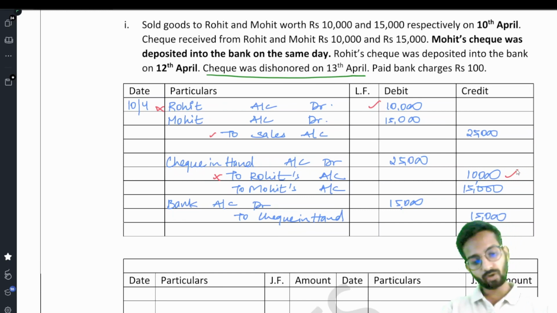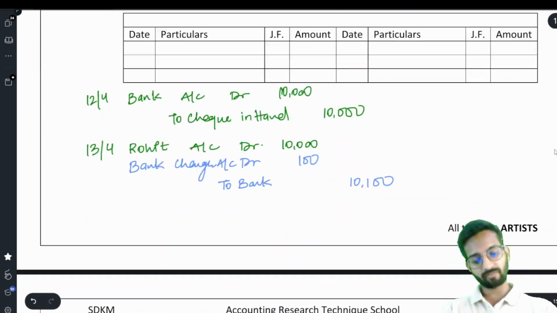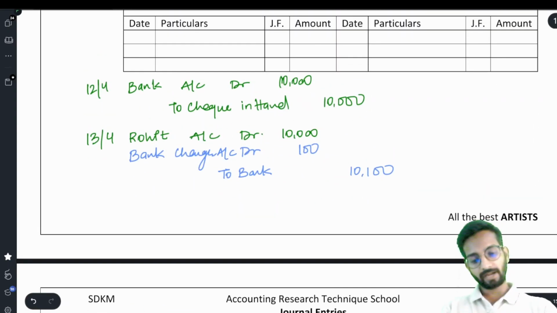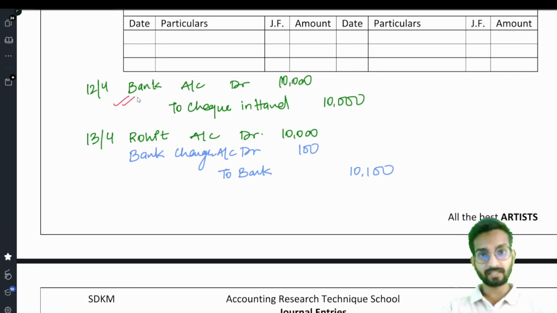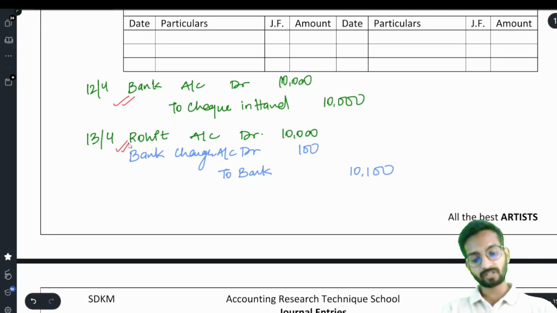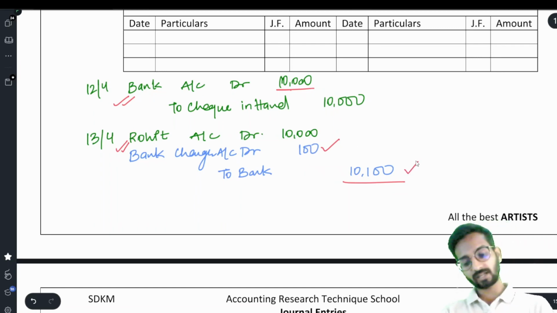What did I do? On 12th April, I went to the bank and told the bank, give me 10,000 from Rohit's account. And I wrote in my book that my bank account will increase by 10,000. But I realized that Rohit has cheated us, or he does not have any money in his account. So I wrote again in my book that I have to receive money from Rohit. Rohit again became my debtor. And because I mistakenly increased the bank by 10,000, I am decreasing that by 10,000, and this is the entry for bank charges paid. Why is the bank charges account debited? Because we know bank charges are expenses and expenses are debited.